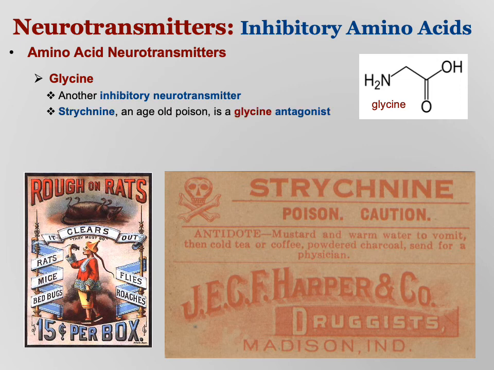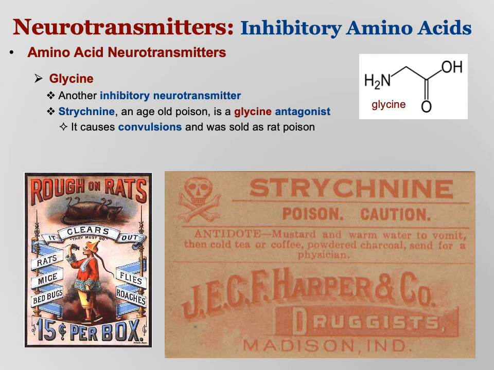So strychnine, we mentioned that a little bit ago, an age-old poison, is a glycine antagonist. In other words, glycine is an inhibitory neurotransmitter. Strychnine inhibits the inhibitory neurotransmitter, therefore it leads to excitation. So what do you suppose would happen if you poison someone with strychnine? Yeah, you get convulsions. If you block an inhibitory neurotransmitter, it would be the same as activating an excitatory neurotransmitter. You would overexcite the brain.